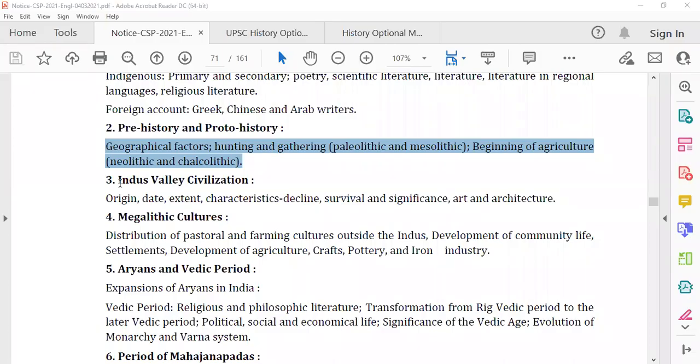Hello everyone. So this is UPSC History Optional, Paper 1. And we are moving on to topic 2, that is prehistory and proto-history. Again, the topic itself, if you see this part here, looks smaller as compared to the sources.